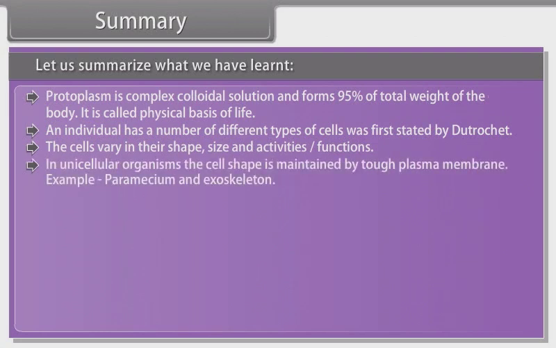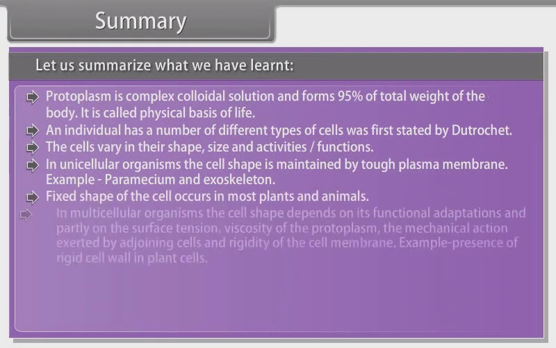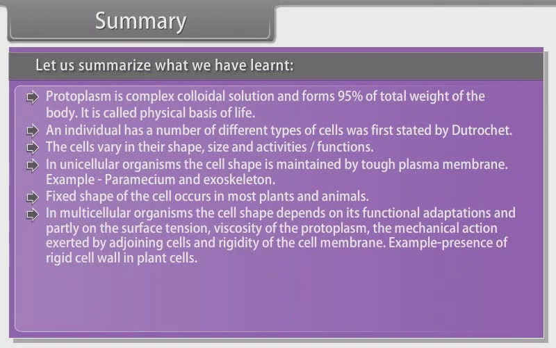In unicellular organisms, the cell shape is maintained by a tough plasma membrane, for example, paramecium, and exoskeleton. Fixed shape of the cell occurs in most plants and animals. In multicellular organisms, the cell shape depends on its functional adaptations and partly on the surface tension, viscosity of the protoplasm, the mechanical action exerted by adjoining cells, and rigidity of the cell membrane. Example, presence of rigid cell wall in plant cells.